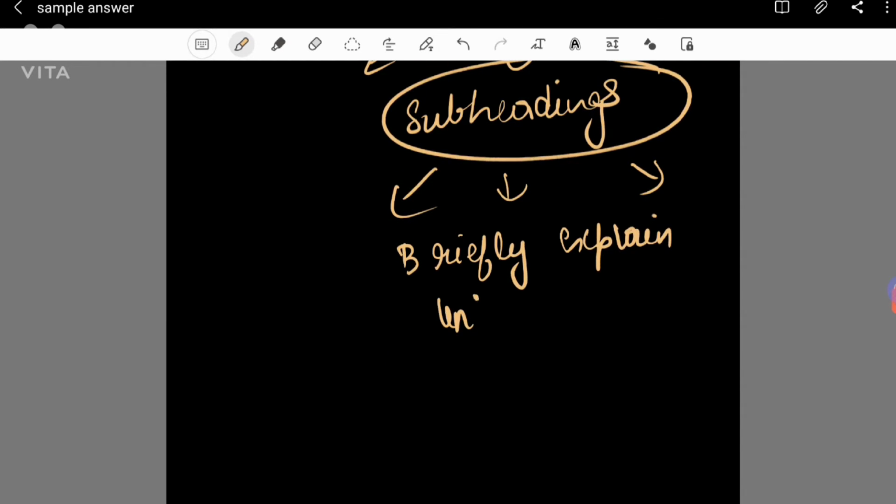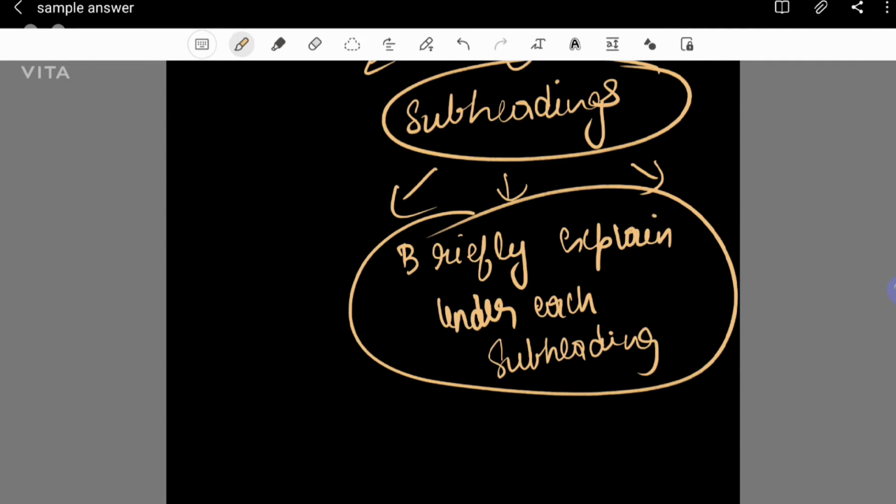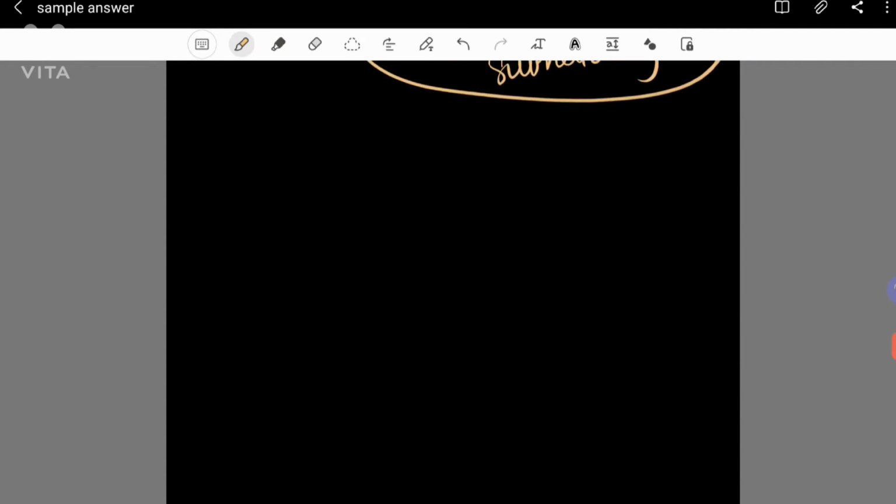under each subheading. This is the only thing that you need to do. So for example, if you're given any disease that you have to write about, what would you do? You would introduce the disease. Then what are the headings? The key idea is to explain about the disease, right?